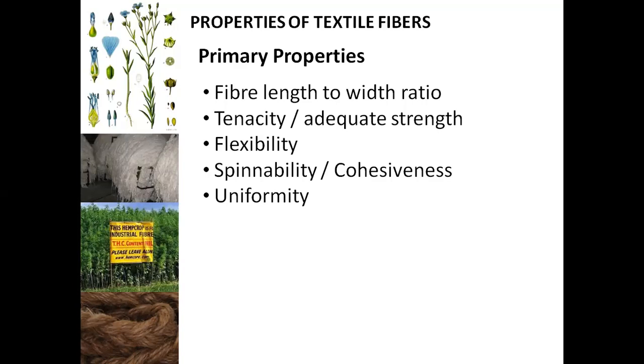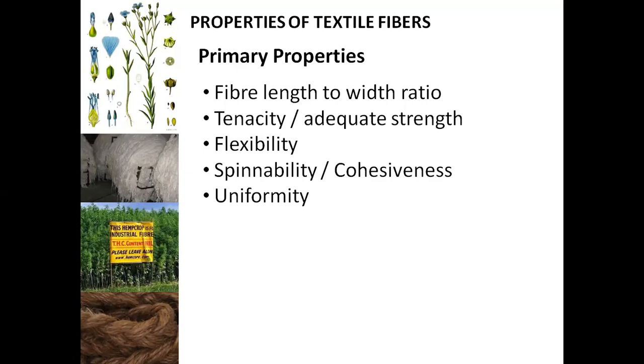First one is fiber length to width ratio. From this line itself, you can clearly tell the fiber should have more length when compared to its width. That is, when compared to its diameter, the length of the fiber should be more. Then only it can be used for textile purposes.